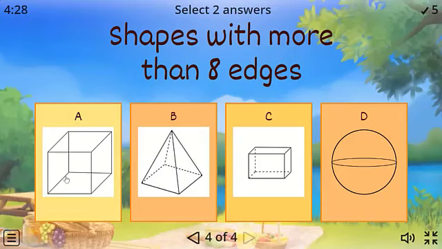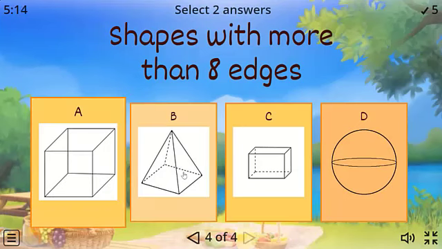Cube has 12 edges, and 12 is more than 8. I want you to remember the words more than, and at least, which means we take more than that number. Cube has 12 edges, more than 8, so I'll choose it.